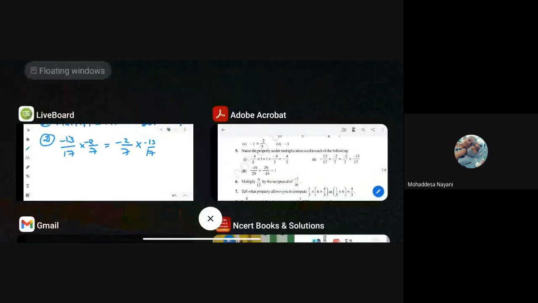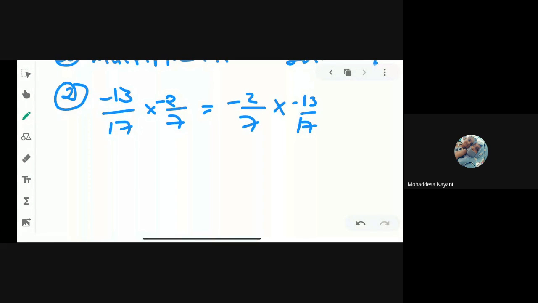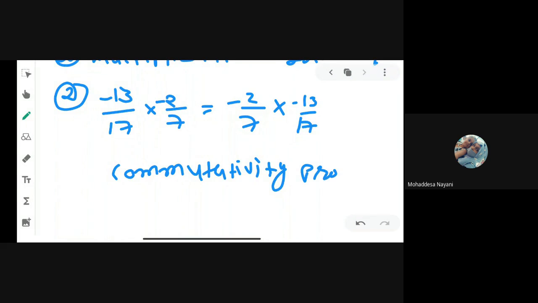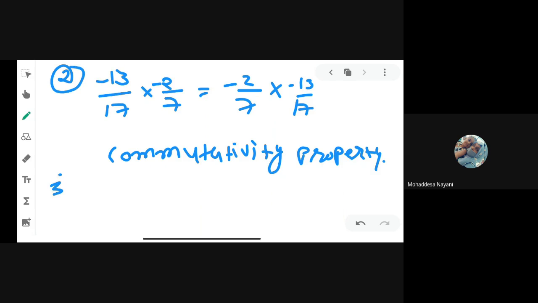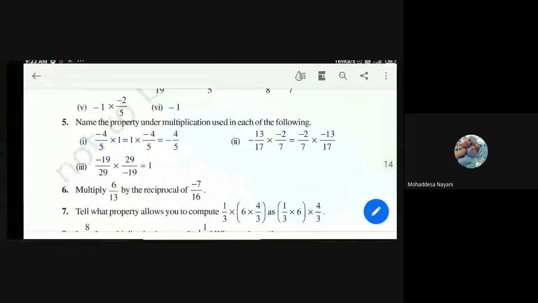Okay, girls, now tell me which property we are using? Commutative. Only commutativity, correct. Why? Because we are changing the position of the numbers and we get the same answer, you can see. So it means we are using the commutativity property. Then question number 3.